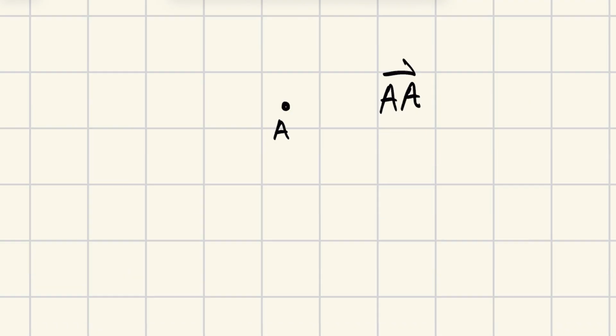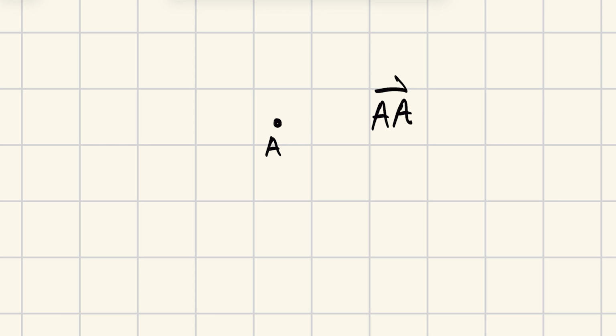There's one special type of vector. Say we have a point here called A, and it's the vector that goes from point A to point A. Now you might be thinking, how is this a vector? Well, this is actually called the zero vector. It's the only vector that has no direction and 0 length, commonly referred to as 0 with a tilde underneath.